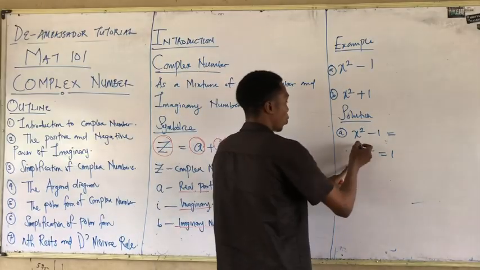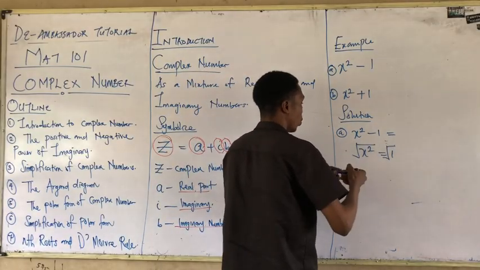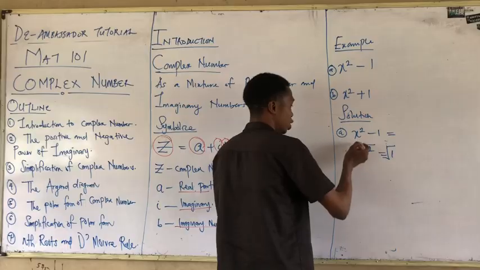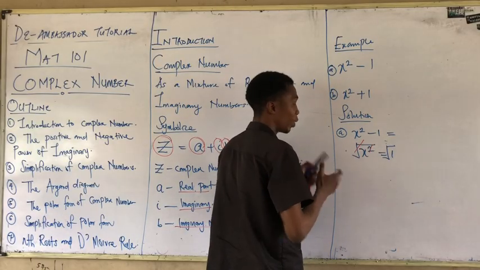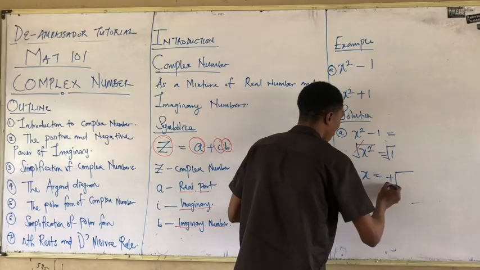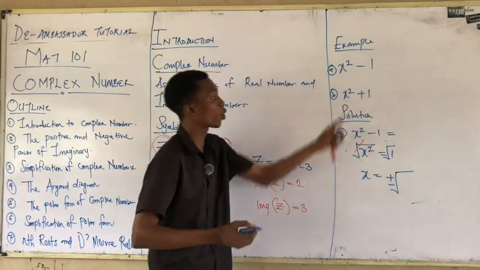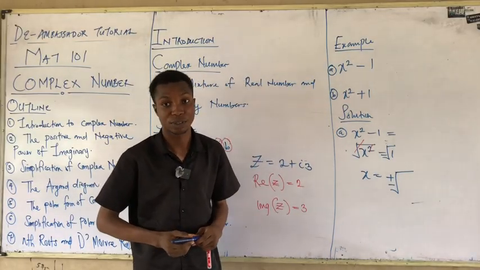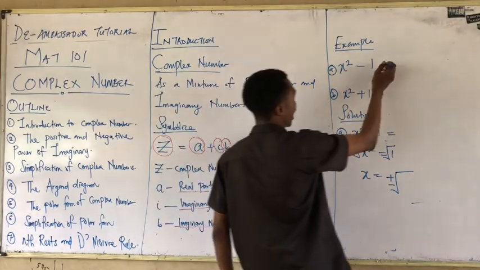So what will I do? Square root both sides. When I square root both sides, what do you observe? The square root cancels the square. We're left with x equals square root of 1, plus or minus. This is a quadratic equation. Do you know that?